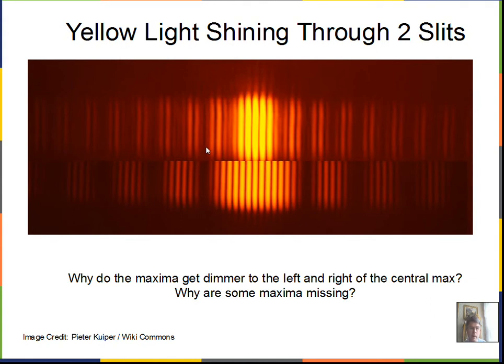And why are some of the maxima missing? So we're getting a little dimmer here, and then the double slit equation would predict a maximum at this location, would also predict a maximum up here that we're not seeing. Why are we missing some maxima? Double slit would predict a bright band here, would predict a bright band out here, so forth and so on, to the left and to the right. Why are we missing some light from what the double slit equation predicts?